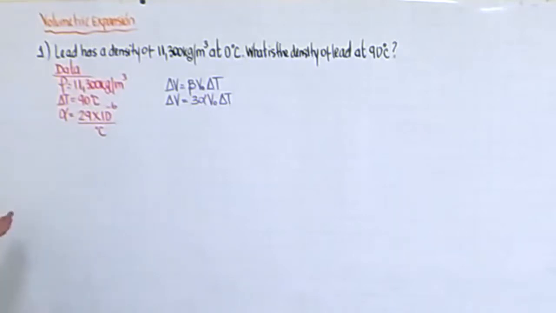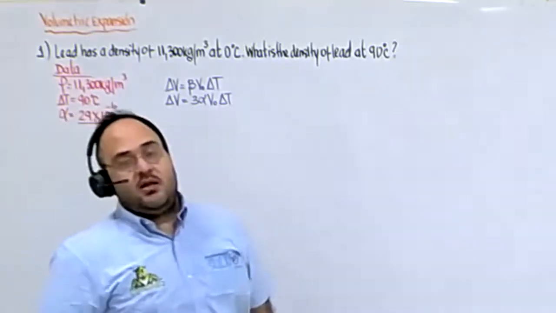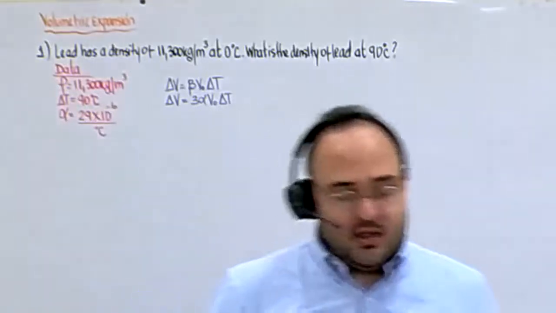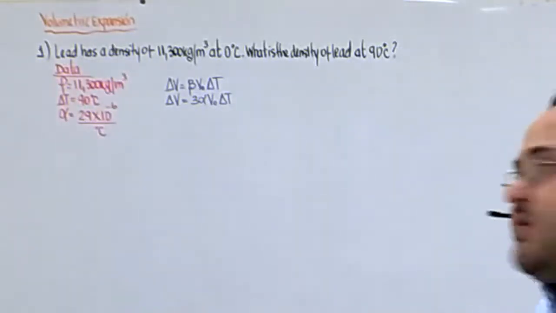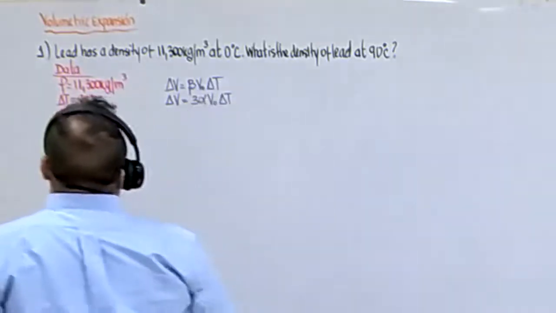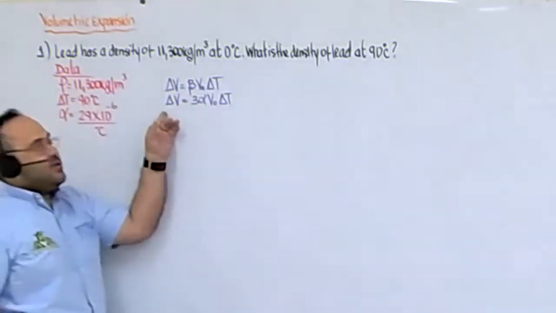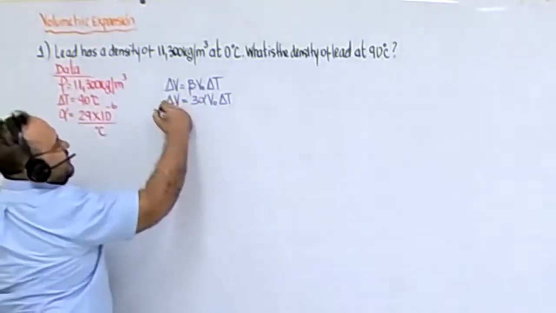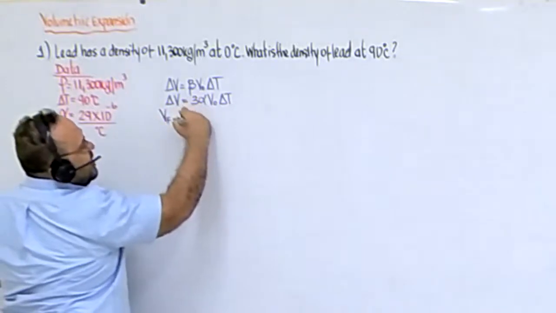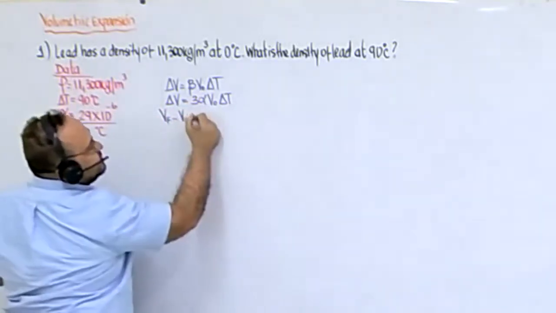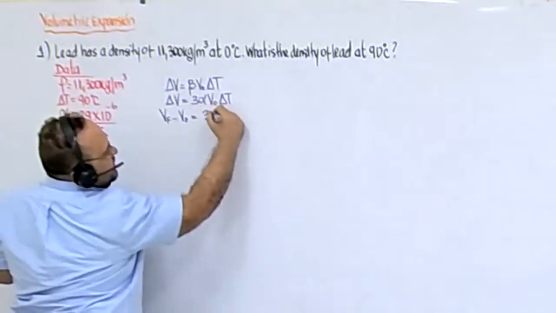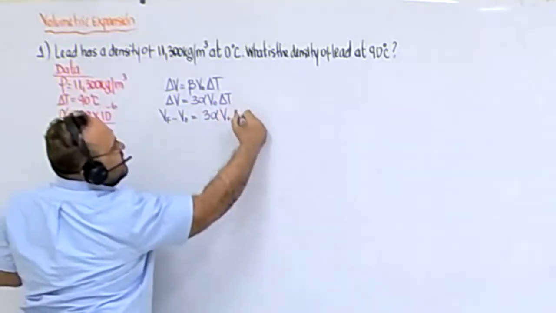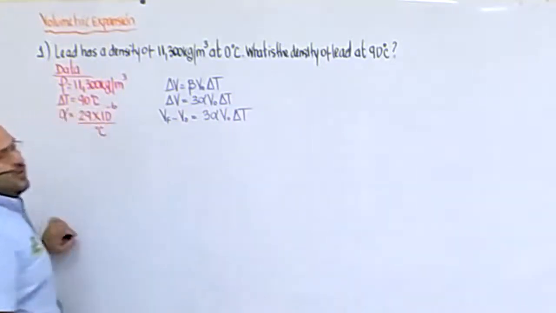However, this is a pain in the neck. Why? Because the only values that we know are the density and the change of temperature. We know the density, but according to this formula, this is not working in this situation. The only transformation that we can make in this formula is because we have a delta. Remember that delta means a difference. Difference between the final volume minus the original volume, and that will be equal to 3 times alpha, initial volume, delta T, okay?